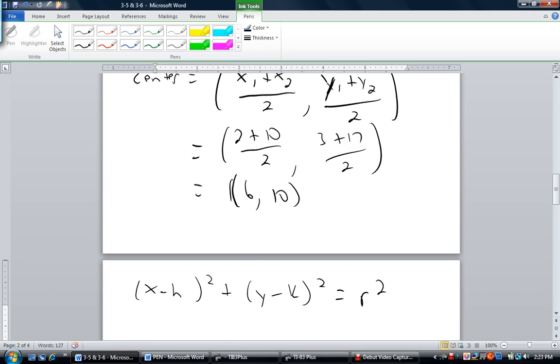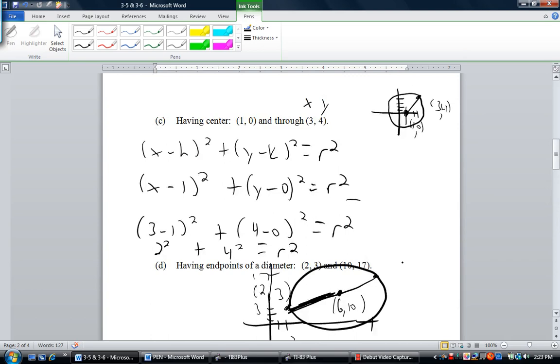So I'm using 2, 3. That means the x is 2, and then my h is 6. y is 3, and k we found to be 10. Now I easily could have used 10, 17. It does not make a difference at all.